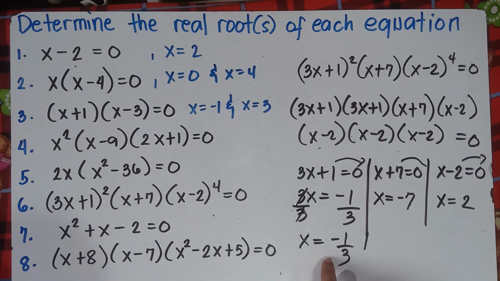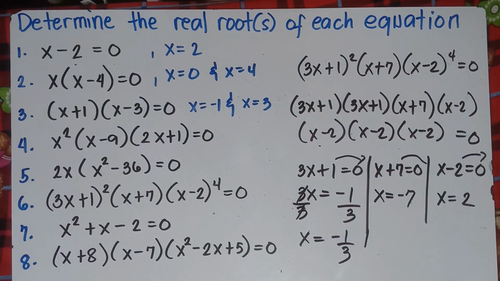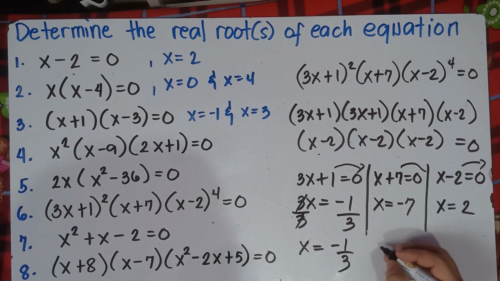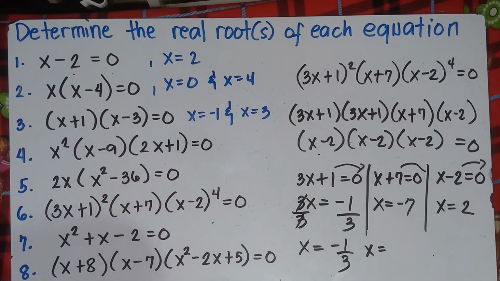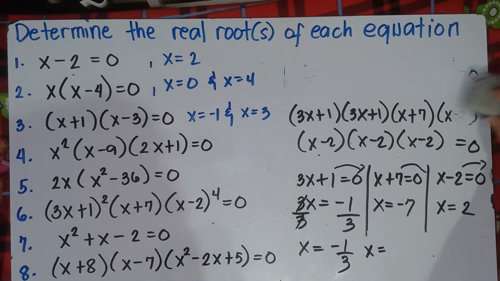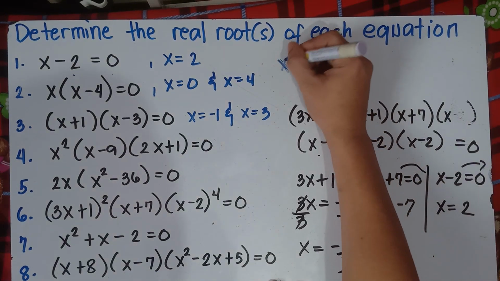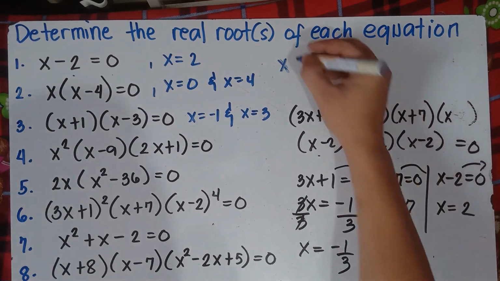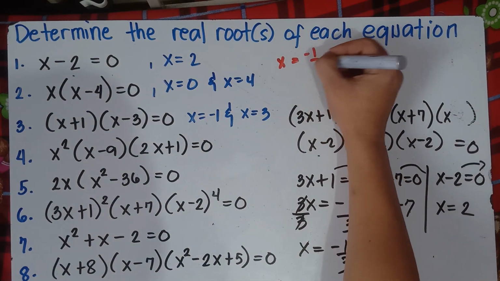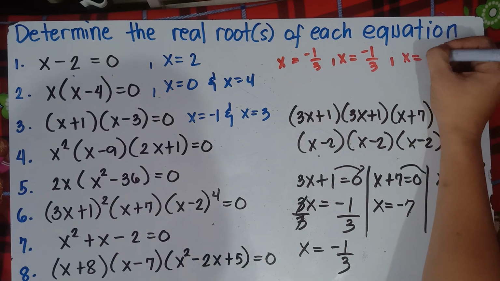So, for x equals negative 1/3, we do have two answers for this one because we have 3x plus 1 squared. So, our final answer, class, will be... let me write the final answer here in the top part, class. Don't have enough space. So we have 2x equals negative 3. So x equals negative 1 over 3. Then x equals negative 7.